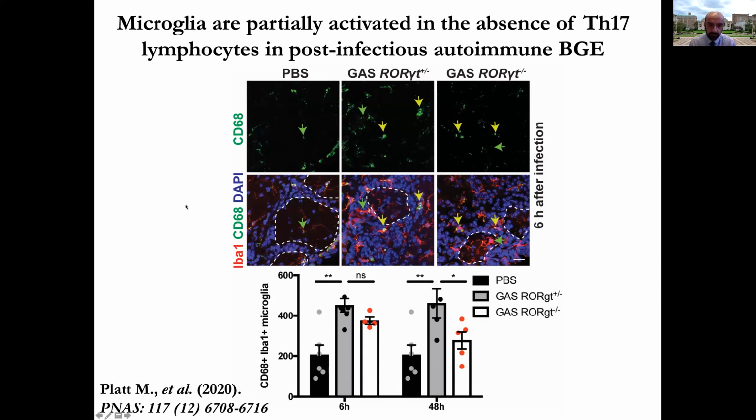In this case, we measured the degree of microglial activation by looking for the expression of a lysosomal marker, CD68. Lysosomes are organelles that are required for the phagocytic activity of the cells. And so you can see that the amount of microglia or macrophages that have CD68 expression is really high following group A strep infections, and it's reduced in the Th17 deficient mice.